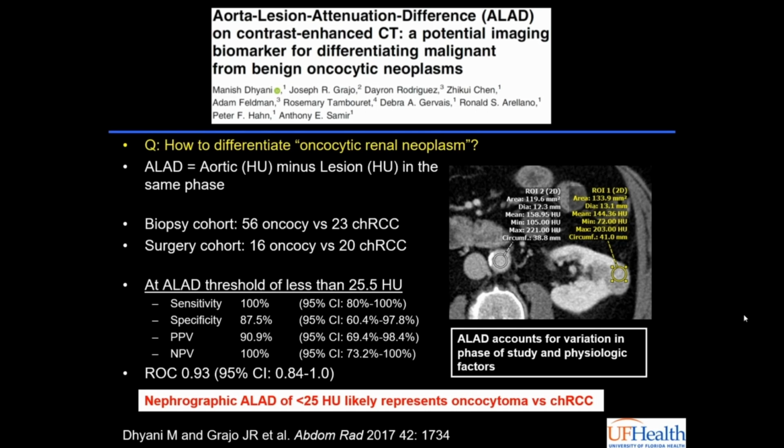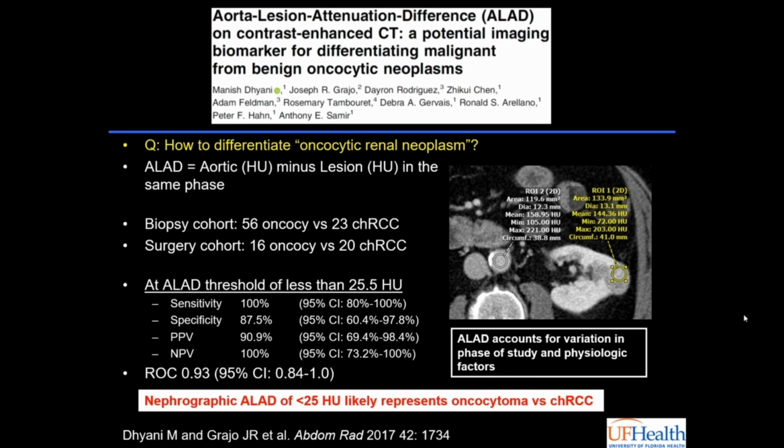Hounsfield units is a radiologic term that measures the brightness of tissues. So if you look at the Hounsfield units of the aorta, which is the large artery feeding the organs in the body, and you measure that and subtract away the brightness or Hounsfield units of the tumor, they curiously found that tumors with a difference, called ALAD, aorta to lesion attenuation difference, of less than 25 were highly representative of oncocytomas, the benign tumors that I mentioned earlier, versus the ones higher than 25, more characteristic of chromophobe kidney cancer.